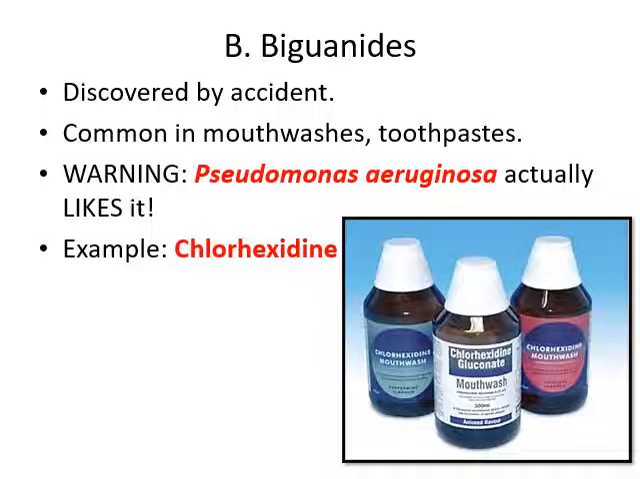Next, the biguanides were discovered by accident again. They are frequently put into mouthwashes and toothpastes. An example would be chlorhexidine. Chlorhexidine is a biguanide that you'll find in a lot of these mouthwashes and things. Again, Pseudomonas aeruginosa actually likes it.